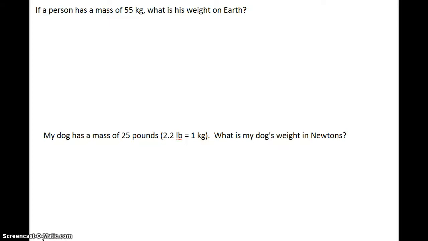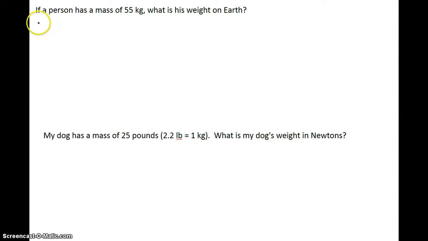Today we're going to do a couple of weight calculation problems. So the first problem we have is, if a person has a mass of 55 kilograms, what is his weight on Earth? To solve these problems, we'll use our typical problem-solving method of Donkey Kong eats stray cats.